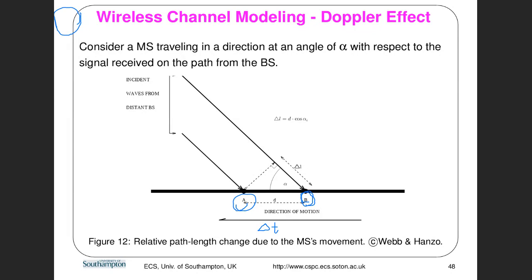From this figure, the most visible effect that you can observe is that the two paths have a difference in length. Originally the signal should follow this path, but now the signal follows this path. So there is a difference in length of the signal path, right? And this angle is the angle of arrival. If the mobile station has traveled a distance of d, we can evaluate this difference in signal path by this: delta L equals d times cosine alpha, right?